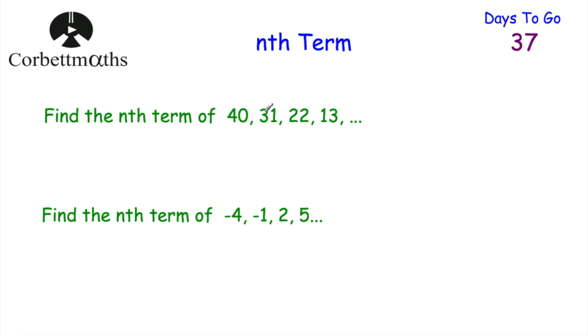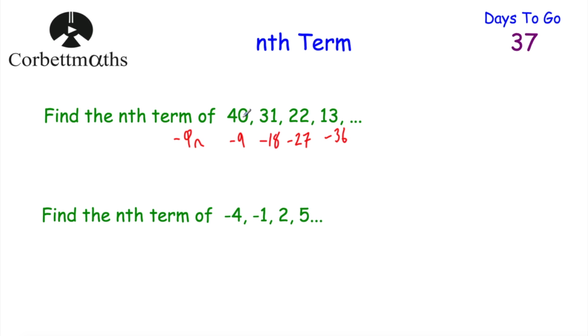Okay, so in terms of the first sequence, we're going from 40 down to 31, so we're going down 9, going down 9, going down 9. So let's write down minus 9n, which would be minus 9, minus 18, minus 27, minus 36. So the multiples of 9, but negative multiples of 9. So we've got minus 9n.